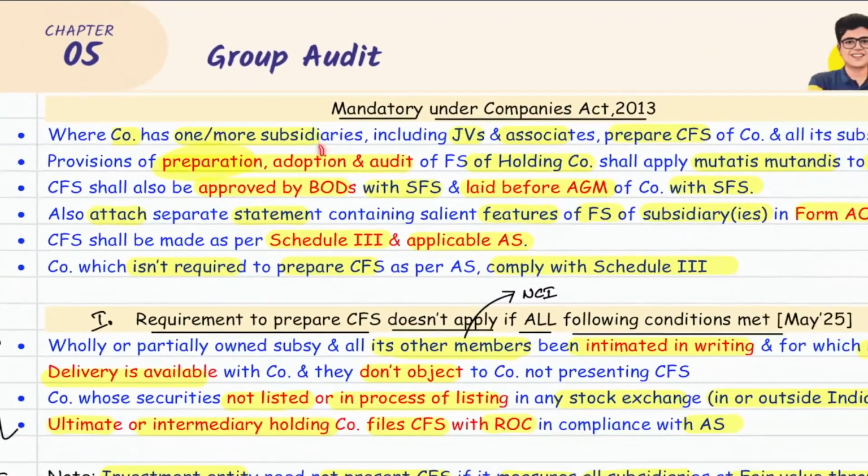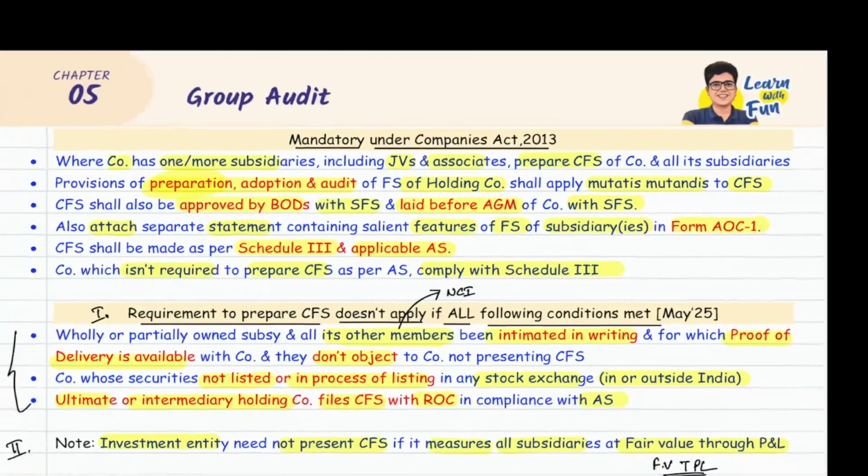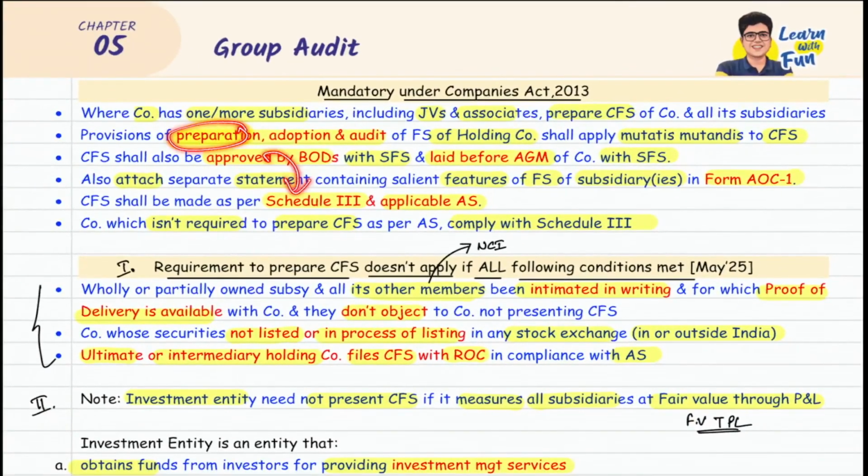Now, sir, let's talk about the adoption. It is approved by the board of directors and laid before the AGM along with the SFS. Along with it, attach the statement of the features of subsidiaries' FS in the form AOC1. How to prepare it? As per Schedule 3 and applicable accounting standards. And if the company is not required to prepare the CFS, that means it is exempt, still it needs to comply with the Schedule 3 disclosure requirements. Are the basics of law clear?